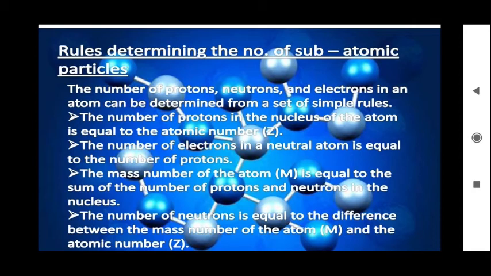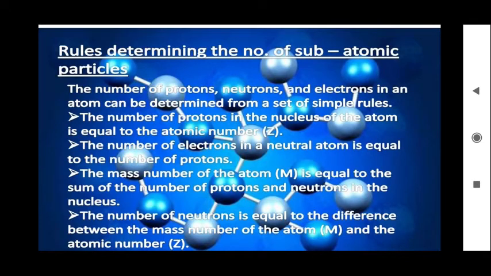So now let us see the rules for determining the number of subatomic particles. The number of protons, neutrons and electrons in an atom can be determined by a simple set of rules. First one, the number of protons in the nucleus of an atom is always equal to the number of electrons, and it is called the atomic number, represented by Z.